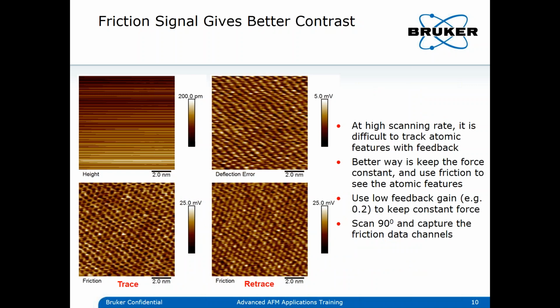And as I mentioned before, the friction signal gives a better contrast. At a high scanning rate, you have a problem tracking the atomic features with the feedback on. Therefore, it's better to keep the force constant, and so you would reduce the feedback gain to have a constant force. And again, you have to scan at 90 degrees, because that allows you to get the friction channel in the contact mode experiment. You can see here on the image from trace and retrace that they both give you a nice resolution with different interaction, but you can still see the atoms there.